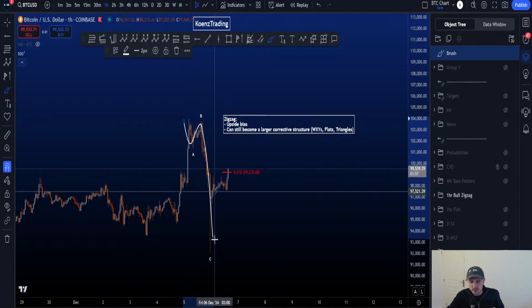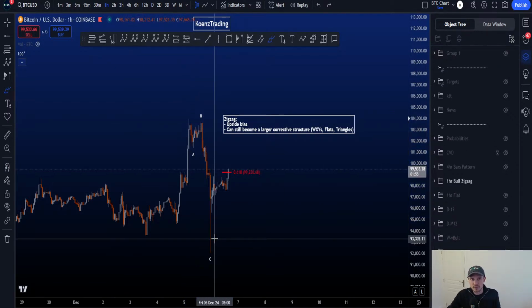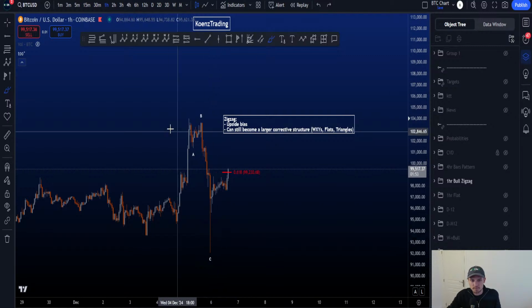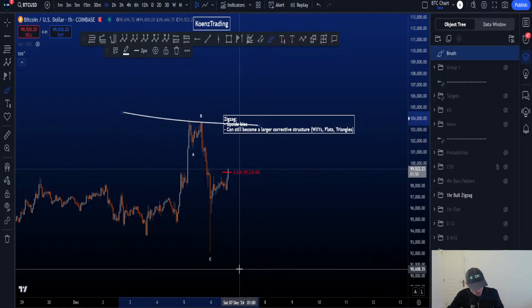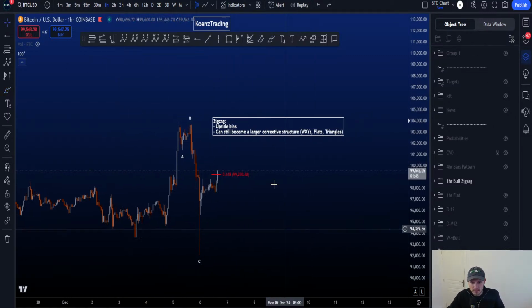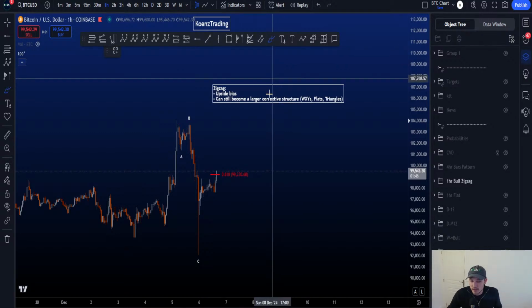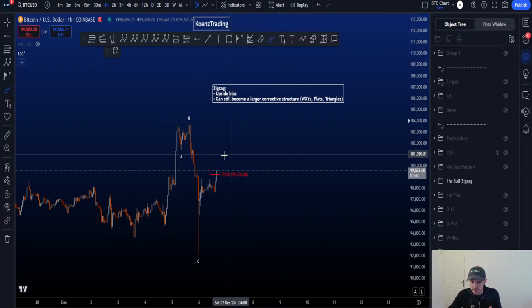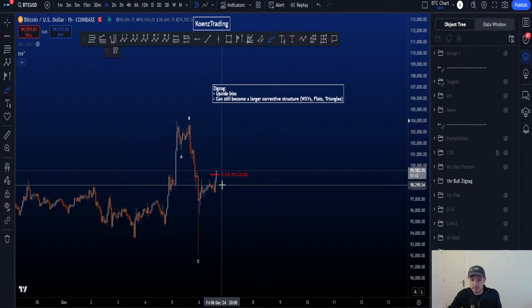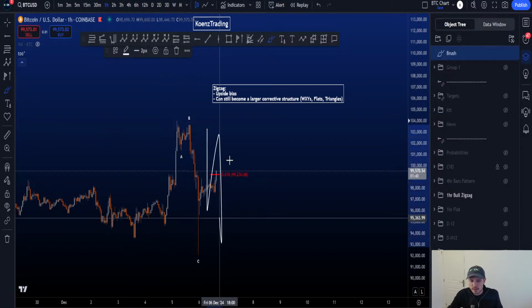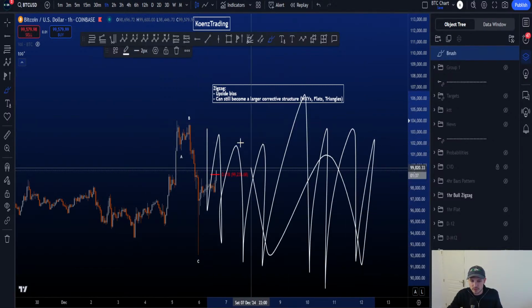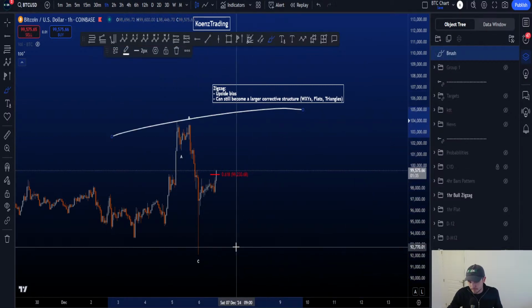And a corrective structure to the downside immediately increases the probabilities to take out the high. Now, of course, that doesn't necessarily need to happen in a straight line. We've got to wait and see what Bitcoin is going to give us, right? But the probabilities, unrelated to local ranging structures here, are higher to take that high.